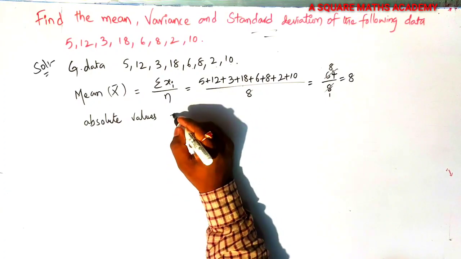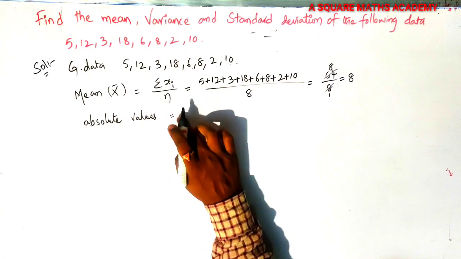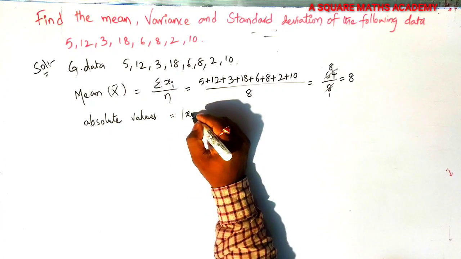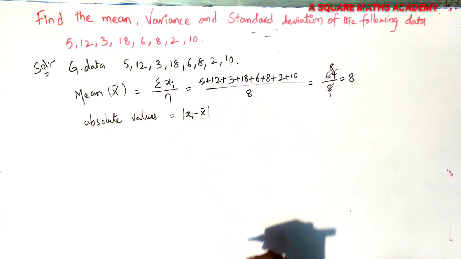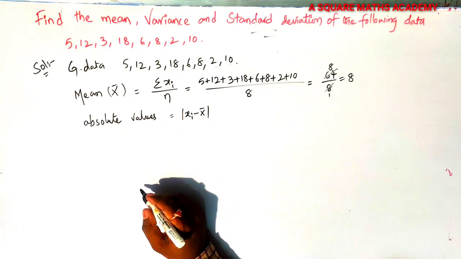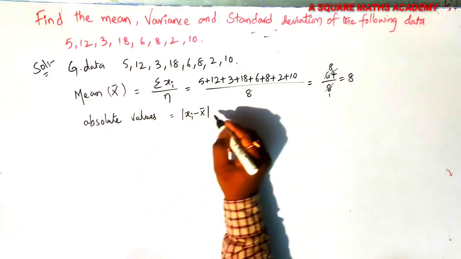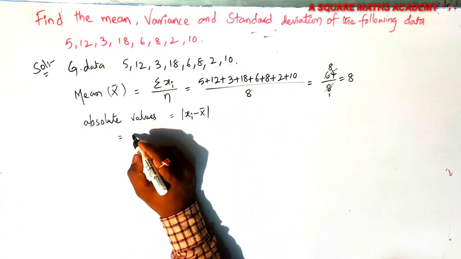So absolute values is equal to what we have now, mod xi minus x bar. So x bar is nothing but the mean, and xi means the given observations. So we find out the values here. First of all, I will write it now.